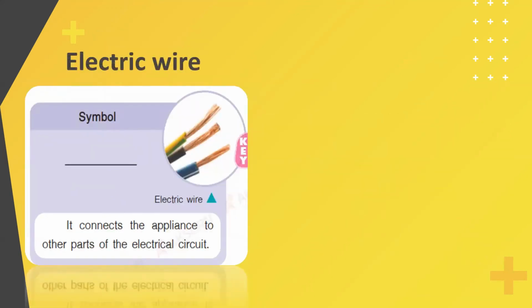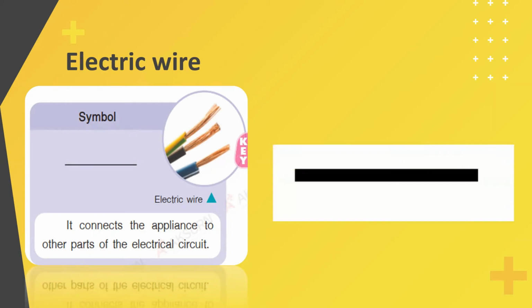Next, we have the electric wire. What does the electric wire do? It connects the appliance to other parts of the electrical circuit. It connects the appliance to the energy source. So a line like this is the symbol for electric wire.